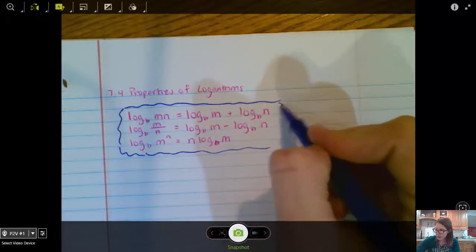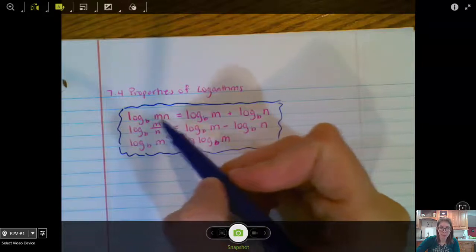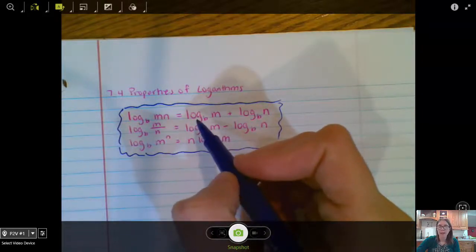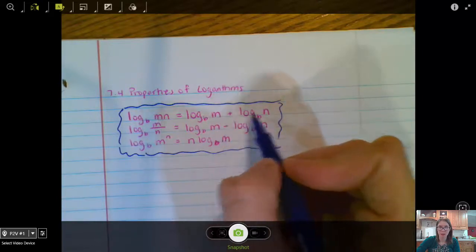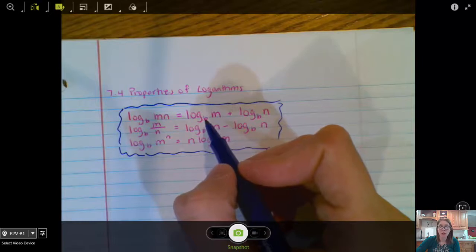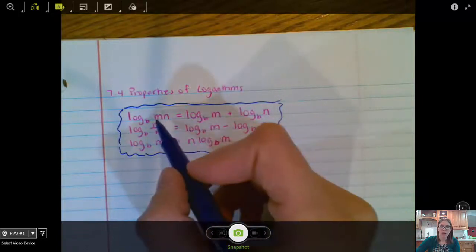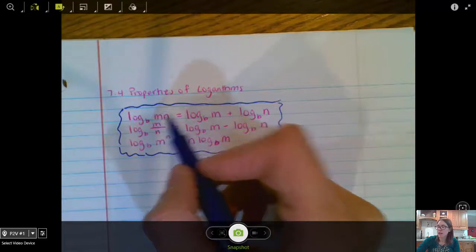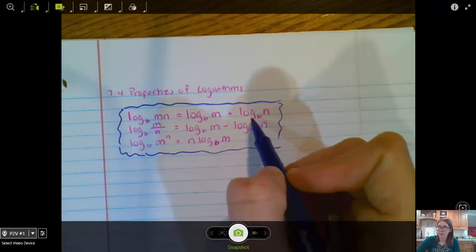And just as a recap, if you have the log of two things that are multiplied together, we could break that up as the log base b of m plus the log base b of n. So again, we could do this the other direction too. We could take the two logs that are added together and condense them into this single log base b of m times n. The biggest thing we have to be careful about is making sure they have the same base.